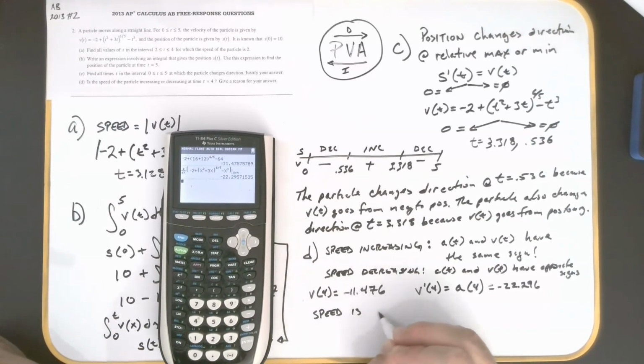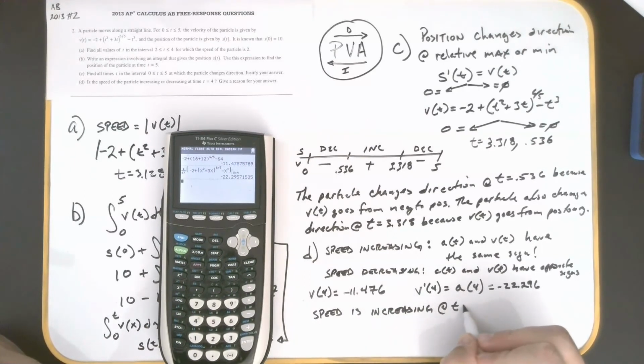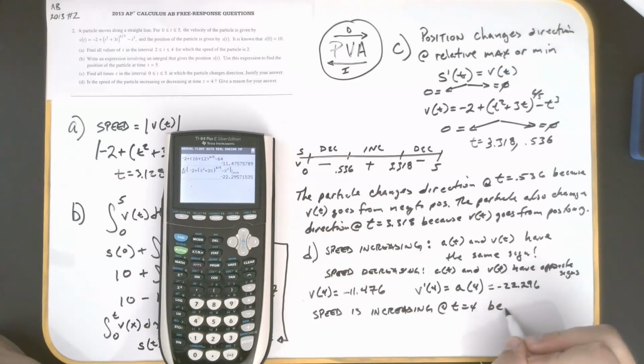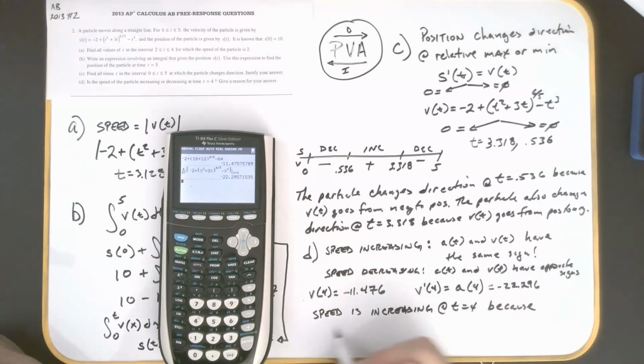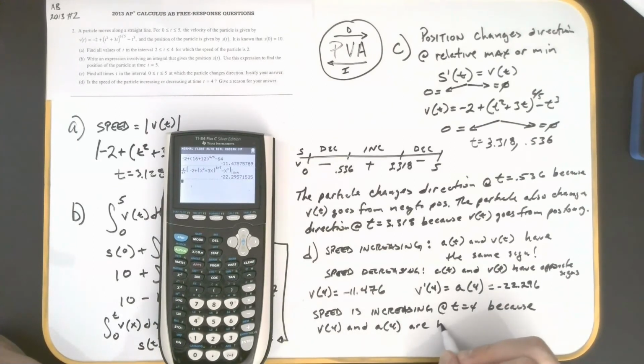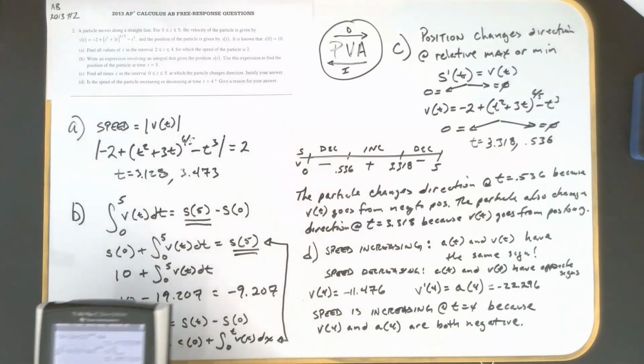Well, it looks like we have negative velocity, we have negative acceleration, and therefore we can confidently say speed is increasing at t equals 4, because v of 4 and a of 4, the velocity and acceleration at 4, are both negative. If you wanted, you could say they have the same sign. Either way is fine. So let's go back to the top here.